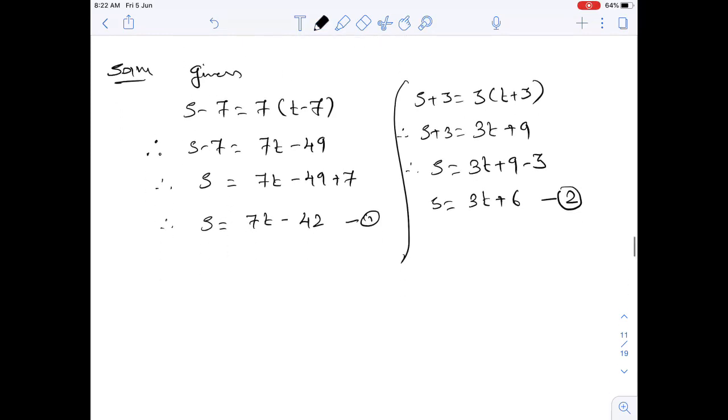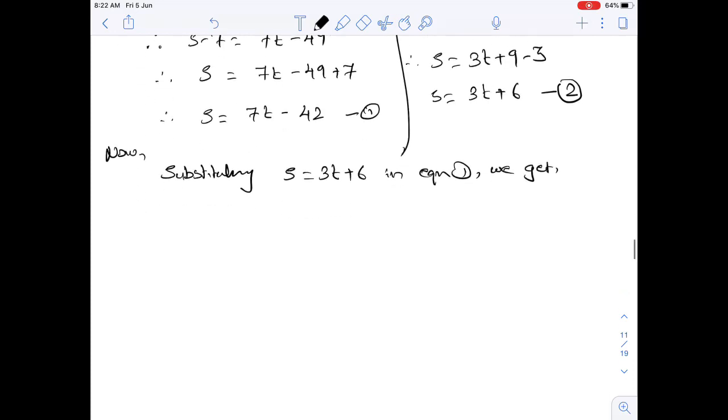Okay, now I will substitute the value of equation number 2 in equation number 1. Substituting s equals 3t plus 6 in equation 1, we get... So now what is our equation number 1? S equals 70 minus 42. Now we will put this value, that is 3t plus 6, in place of s. Let us see what we are getting.